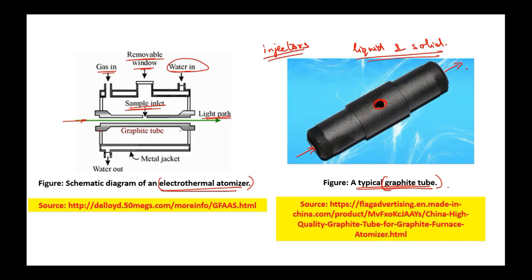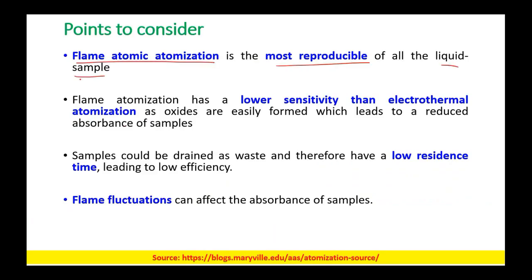Points to consider: flame atomization is the most reproducible of all the liquid sample analysis. However, flame atomization has lower sensitivity than electrothermal atomization, as oxides are easily formed, which leads to reduced absorbance of the samples. Then samples could be drained as waste and therefore have a low residence time, leading to low efficiency.